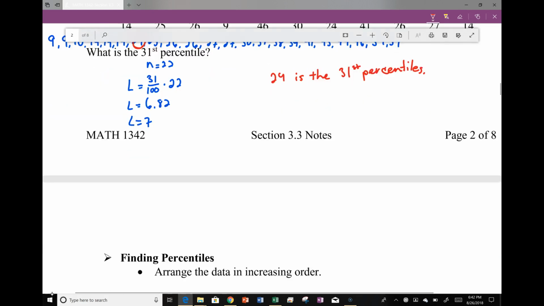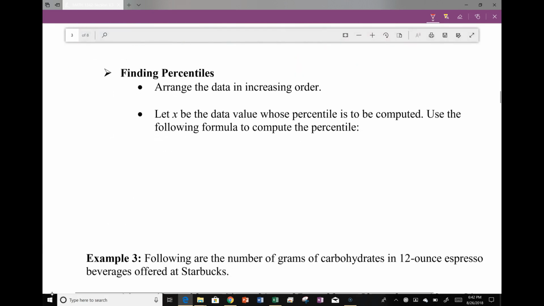Now let's look at, what if I have the numbers and I want to estimate what percentile each value is? When doing so, I want to arrange the data in increasing order, again from smallest to largest, and let x be the data value whose percentile is to be computed. Remember that lowercase x is always representing whatever data value.